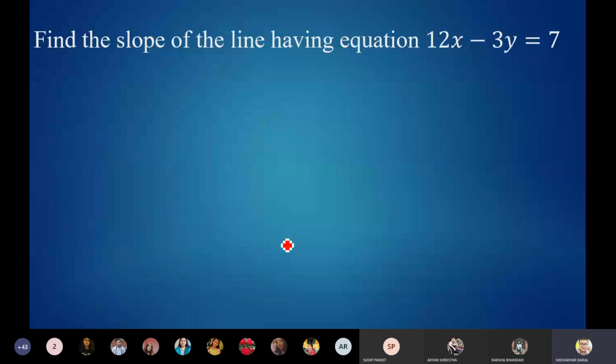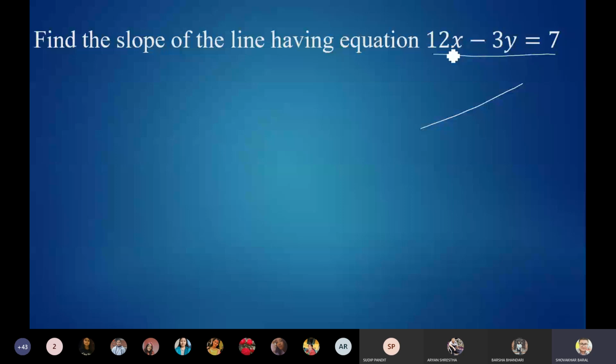Okay, find the slope of the line having equation 12x minus 3y is equals to 7. So let's find the slope of this line. This straight line is given here. Okay, and be careful that this equation is in first degree. An equation in degree 1 always represents a straight line. Okay, always it will represent the equation of a straight line.